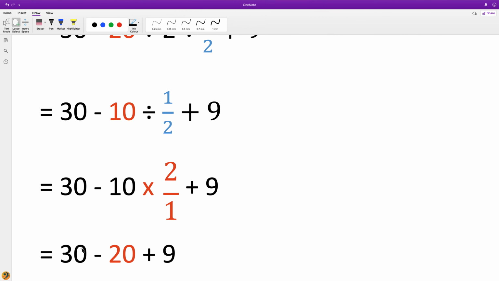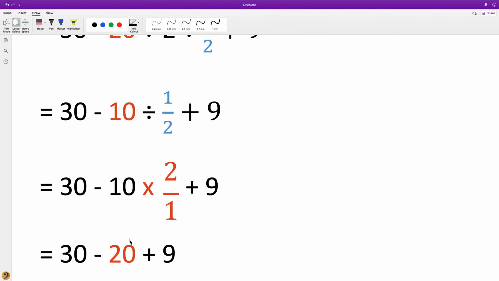So now we've got 30 minus 20 plus 9. Once again, just keeping to the rule of one step at a time. Subtraction and addition, neither of them outranks the other in terms of higher order. They're both the same weighting. So which one do we do first? Do we subtract first or add first? Well, we just go from left to right, and the first one we come across is the subtraction.